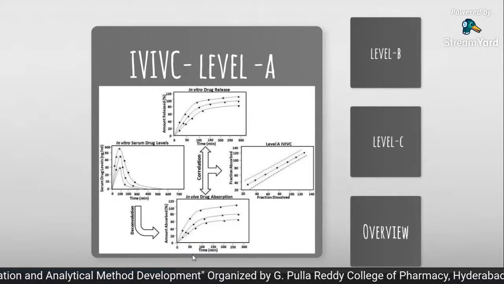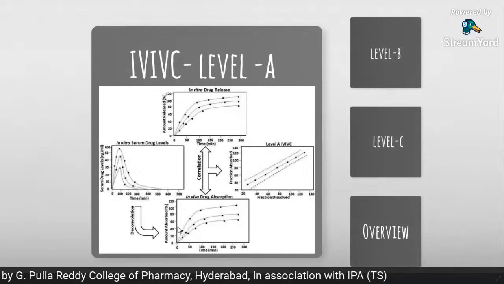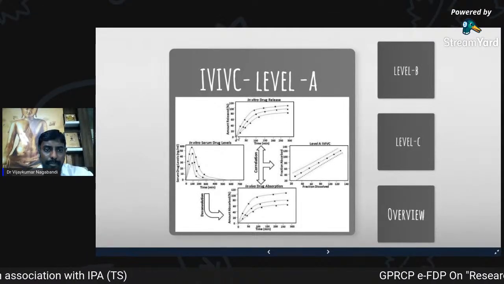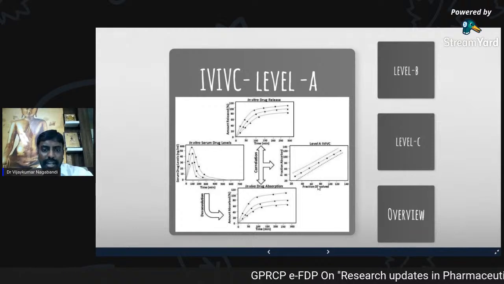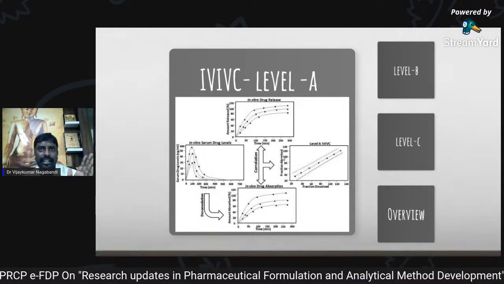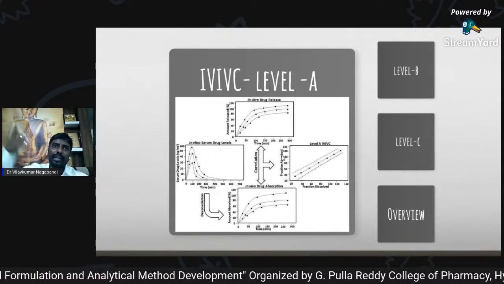Now time is constant. Here, time versus amount of drug release. Here, time versus amount of drug absorbed. In these two, now you remove the time factor, bring the amount of drug release here and amount of drug absorbed here. Now you take the graph by taking percent drug release on the x-axis, percent drug absorbed on the y-axis. Again, you try to build the correlation.